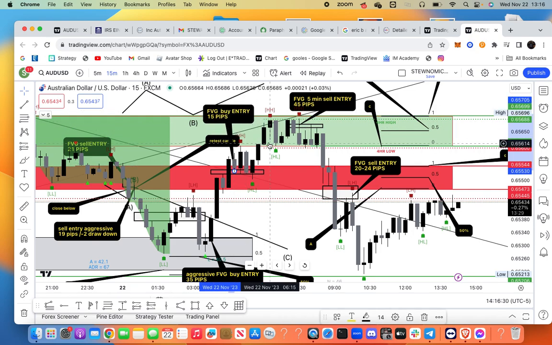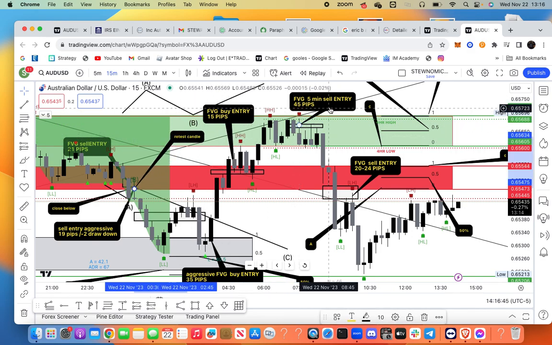Now, this market went here, it went in consolidation. In the midst of that consolidation, it created a fair value gap on the 5 minute time frame. And I'm going to show you on the 5 minute what that looks like. So you got a 5 minute entry, and that gave up 45 pips to the downside.